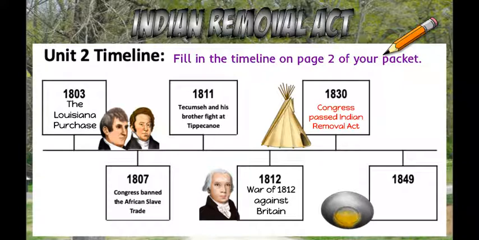So in your last quiz, you had 1803, which was the Louisiana Purchase. You had 1812, which is the War of 1812 against Britain. And now we have 1830, Congress passed the Indian Removal Act.